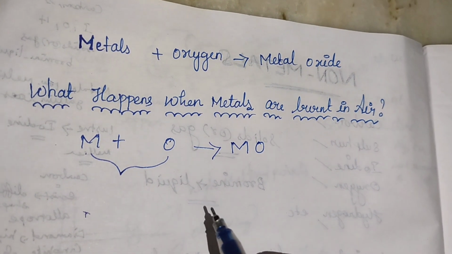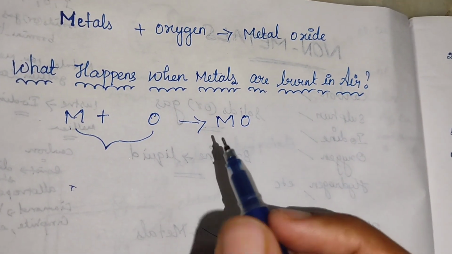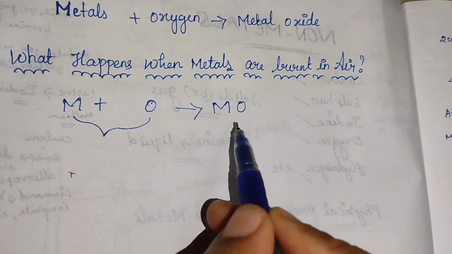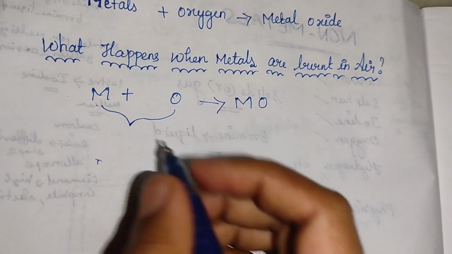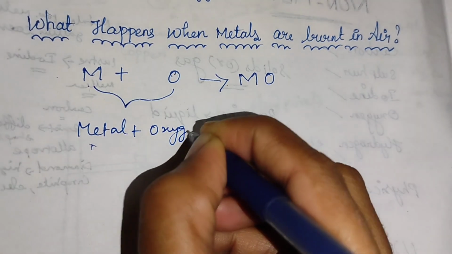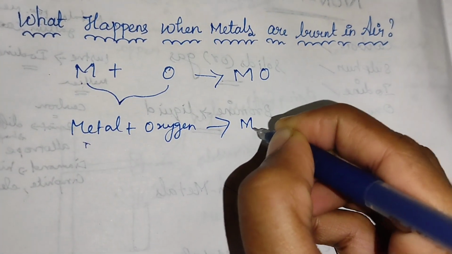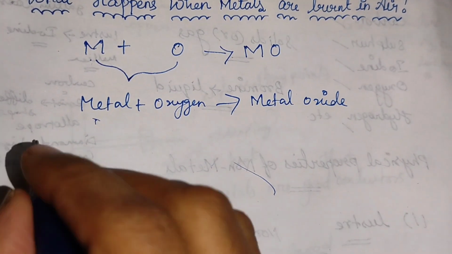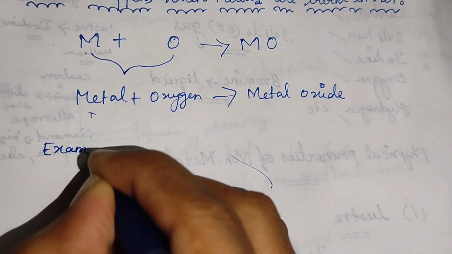So, what happens when metals are burnt in air? In air, oxygen is present, so this metal reacts with oxygen and forms metal oxide. Metal reacts with oxygen and produces metal oxide. Now we are going to see some examples of that.